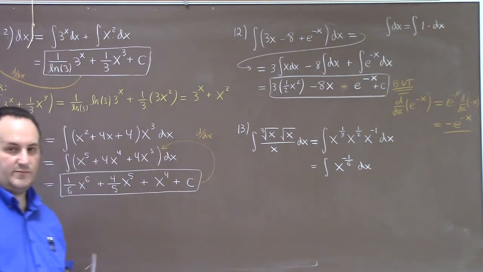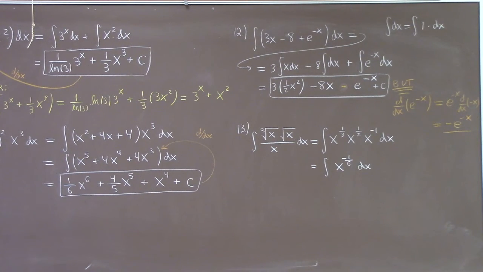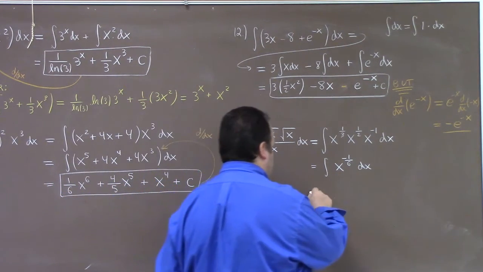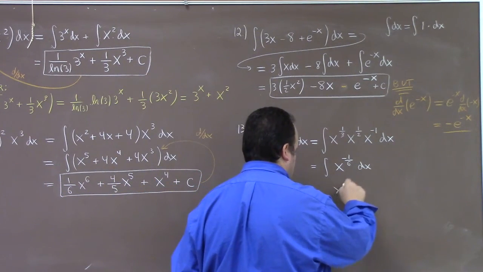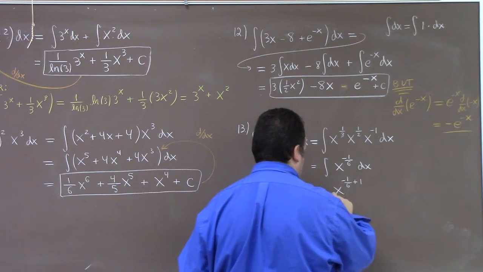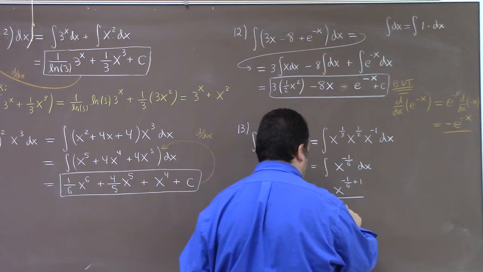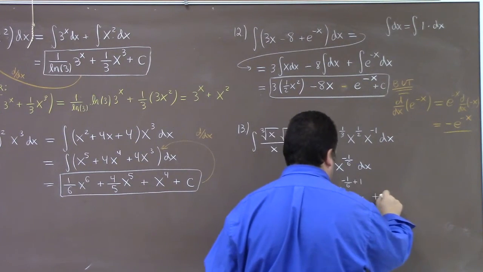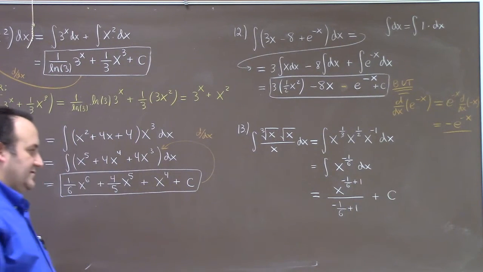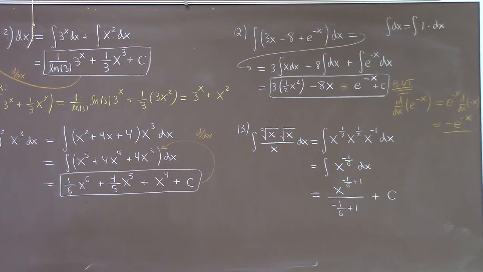So we can use rule number 1 that I wrote today, right? We've got x to the minus 1/6 plus 1, divided by minus 1/6 plus 1, plus a constant. Now we should simplify that. Don't leave it like that. That's just very lazy to leave it like that. So 1 minus 1/6 is 5/6, right?